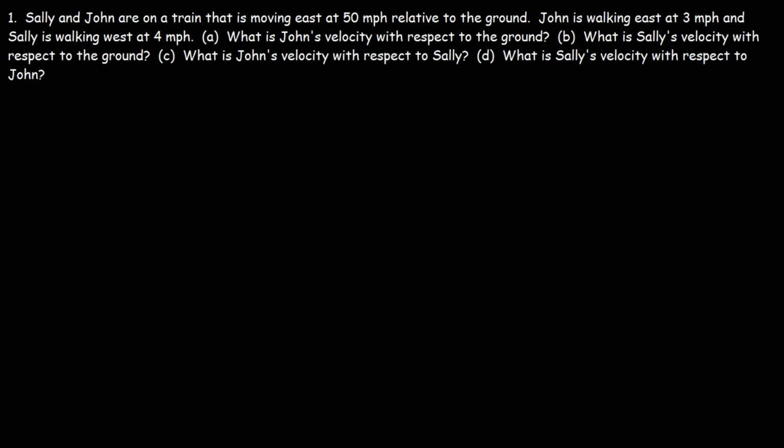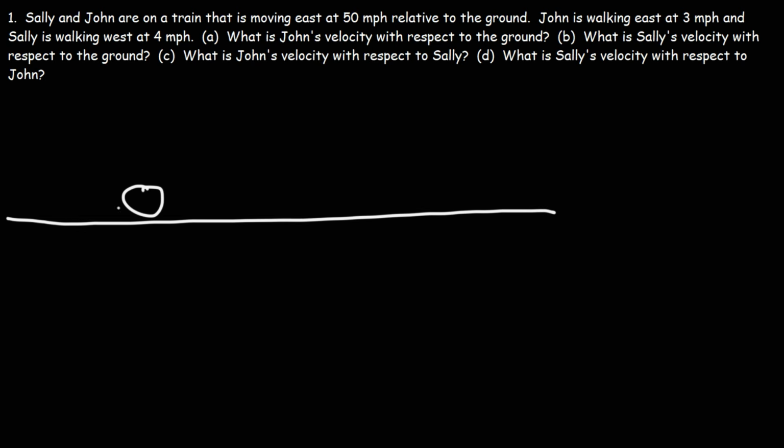Now let's work on an example problem. Sally and John are on a train that is moving east at 50 miles per hour relative to the ground. John is walking east at 3 miles per hour, and Sally is walking west at 4 miles per hour. What is John's velocity with respect to the ground? So let's draw a picture. So that's going to be the ground, and let's draw a picture of a train.